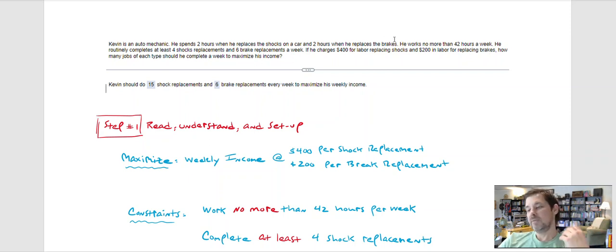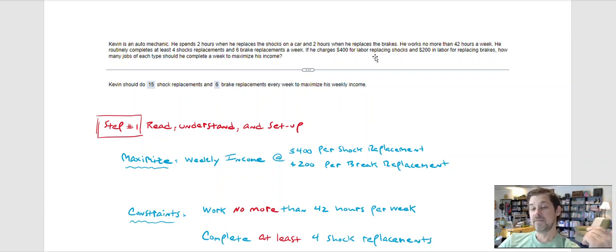And the question is that we could have an assortment of jobs. What's open here is how many shock replacements this mechanic can do, and how many brake replacements the mechanic can do. But of all those possible assortments, which one will maximize his income? So that's the basic problem. Now, I just read this real quick, and I didn't really worry about any statement in it. I just wanted to get a feel for what's happening.